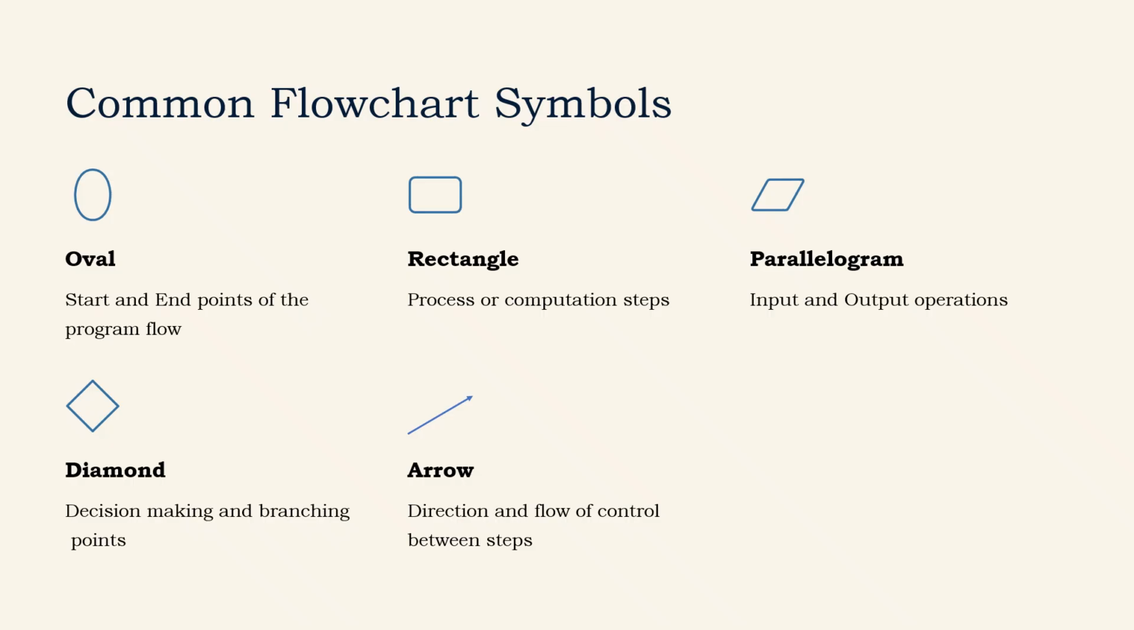Diamond, it is for decision making. This symbol is used when the program must choose between two or more paths. For example, is A greater than B? If the answer is yes, the program follows one path. If it is no, it follows another path. Next one, arrow. That is a flow line. The arrow indicates the direction of flow. They show how the steps are connected in the flowchart.